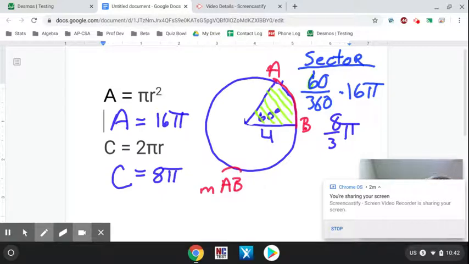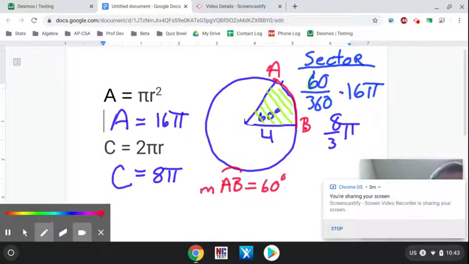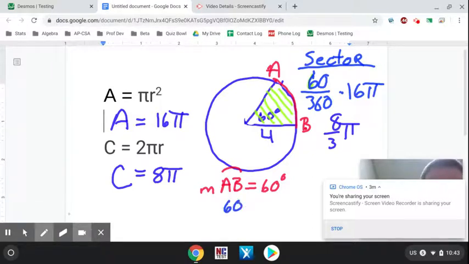The measure of arc AB would be 60 degrees, because it is a 60-degree arc. Since it's a 60-degree cut in the middle, that arc is still 60 degrees. So if I want to find arc length for this circle, since it's based on the outside of the circle, I'm going to be using my circumference. So I still need to know what part of the circle it is. 60 out of the whole circle, which is 360 degrees. Multiply it by my circumference, which is 8 pi, and then I would get the answer.